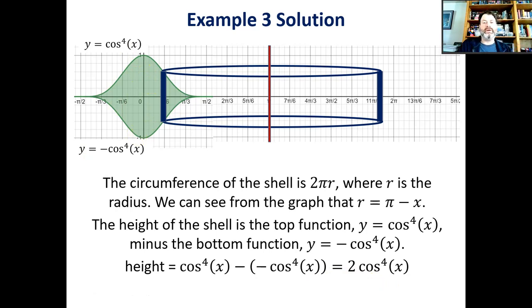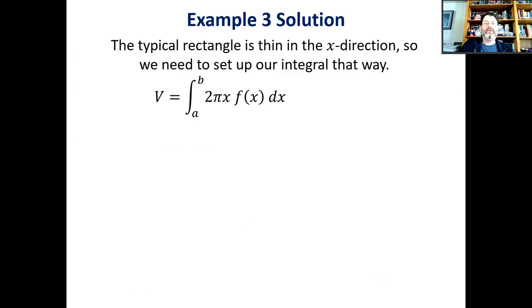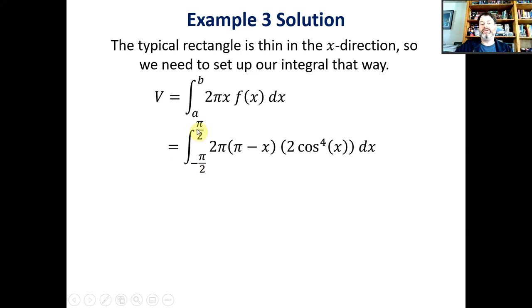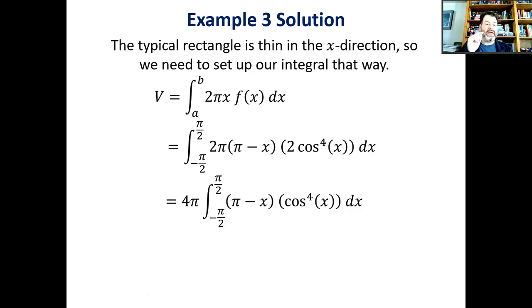So we're ready to set up the integral, right? This is in the x direction. We're given all of these numbers, right? We're given negative pi over 2 to pi over 2. Again, I just put x in here as a generic placeholder for the radius. We know the radius is, in fact, pi minus x. And we know the function is 2 cosine to the 4th x, and our thickness is dx. So that's set up, but it's not simplified. That is set up and simplified. I just pulled all the constants to the front. We have a 2 and a 2 pi, so it's 4 pi.